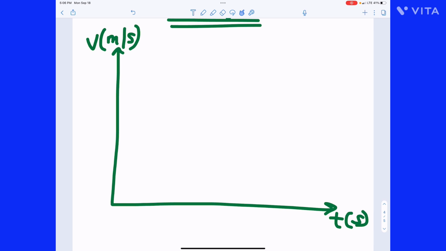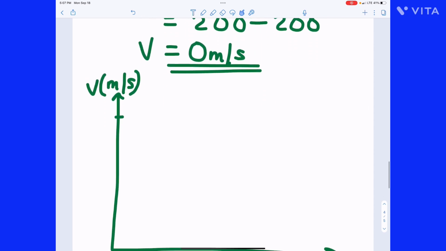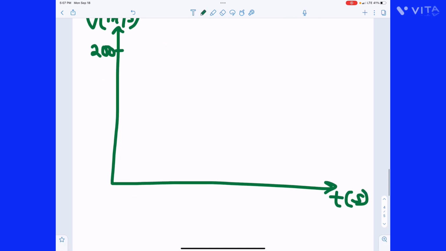Sorry about that interruption. So let's practice drawing the velocity time graph. Initially the train was traveling at 200, then it decelerated from 200 to what? To 0, over a period of 20 seconds. I can decelerate it to 0 now because I have found my final velocity to be 0. This is the initial 200. So that's what the velocity time graph will look like.